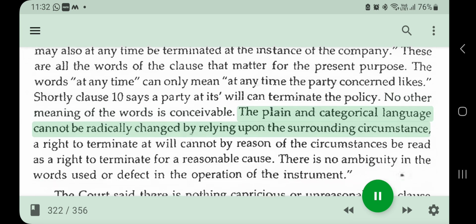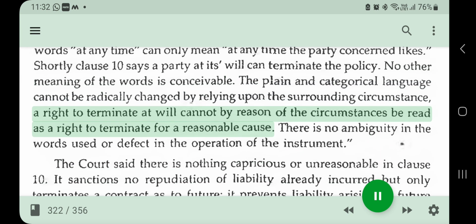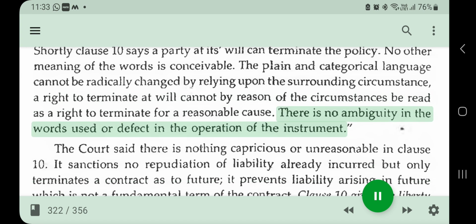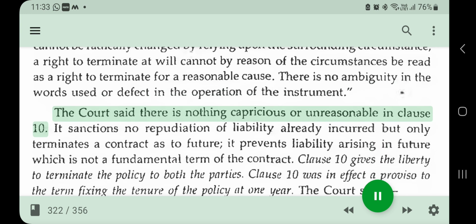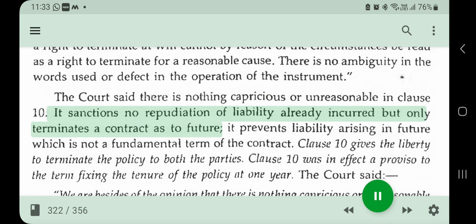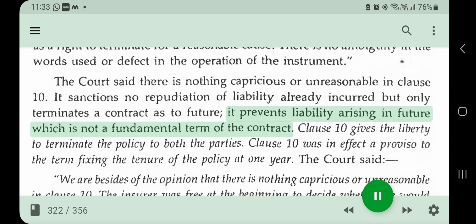The plain and categorical language cannot be radically changed by relying upon the surrounding circumstances. A right to terminate at will cannot, by reason of the circumstances, be read as a right to terminate for a reasonable cause. There is no ambiguity in the words used or defect in the operation of the instrument. The court said there is nothing capricious or unreasonable in Clause 10. It sanctions no repudiation of liability already incurred but only terminates a contract as to the future. It prevents liability arising in future, which is not a fundamental term of the contract.